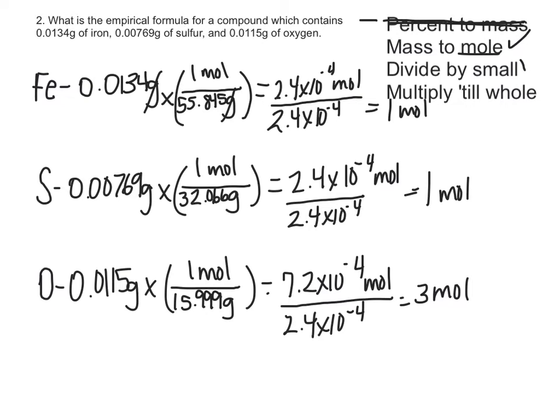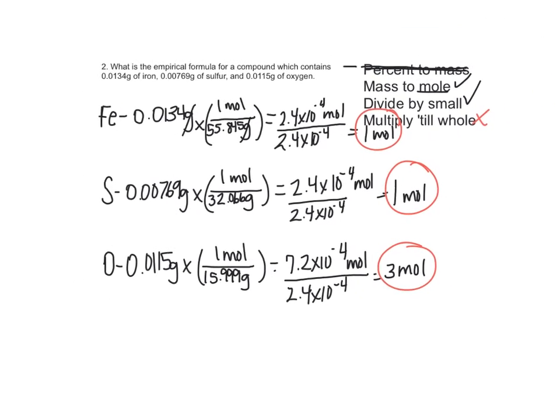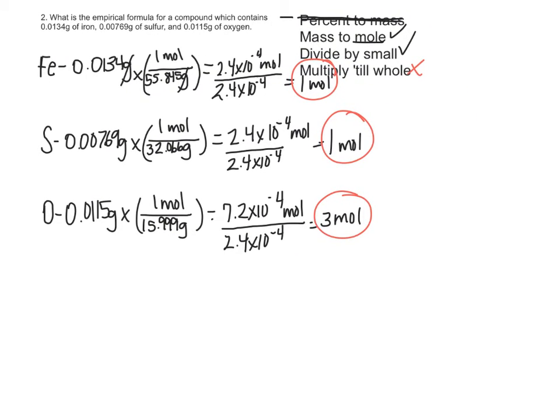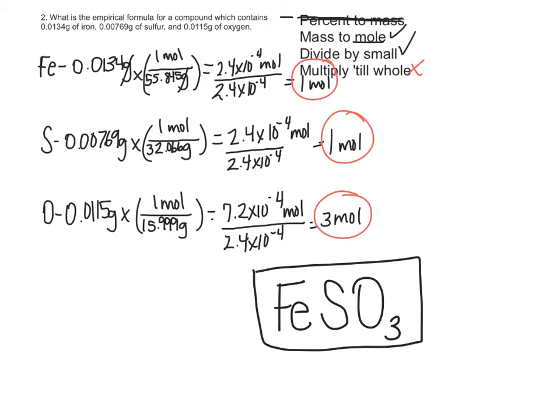Now, I did step 3. I already have whole numbers, 1 mole, 1 mole, 3 moles, so I don't have to do step 4. Okay, we don't have to do that step. Now, what we're ready to do is write our final answer. So all I do is take my ratio here. I have 1 mole of iron, so I'm going to do Fe. 1 mole of sulfur, so I'm just going to put S. And 3 moles of oxygen, so I'm going to do O3. And that is my empirical formula. Hope you got it.